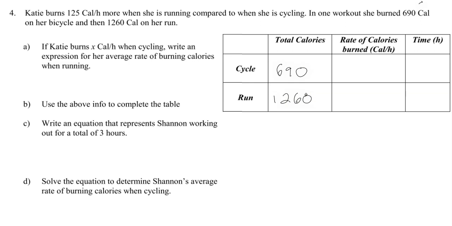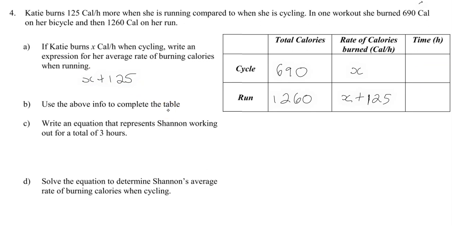If Katie burns X calories per hour when cycling, so rate of calories in cycling, and she burns 125 calories more, so more is plus: X plus 125. Write an expression for her average rate of burning calories when running. Okay, so that's just X plus 125.